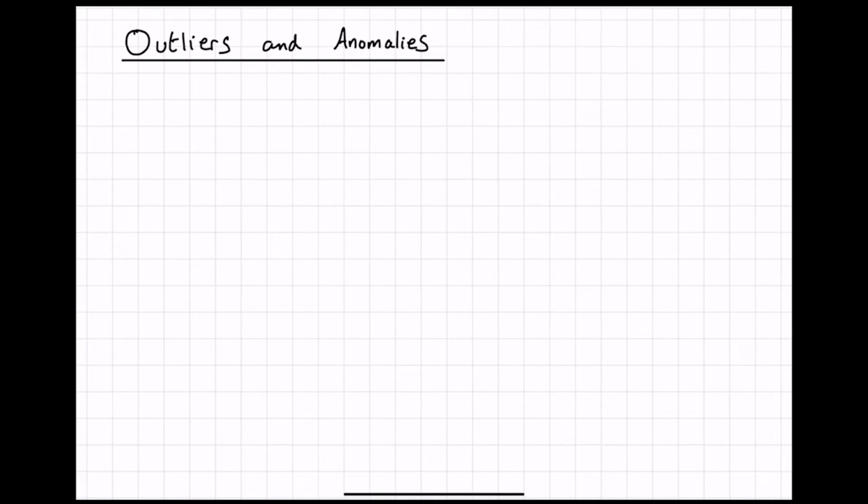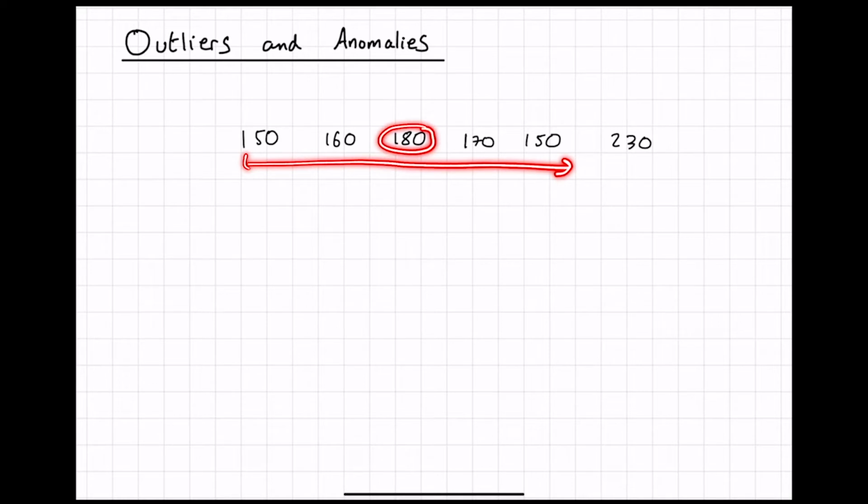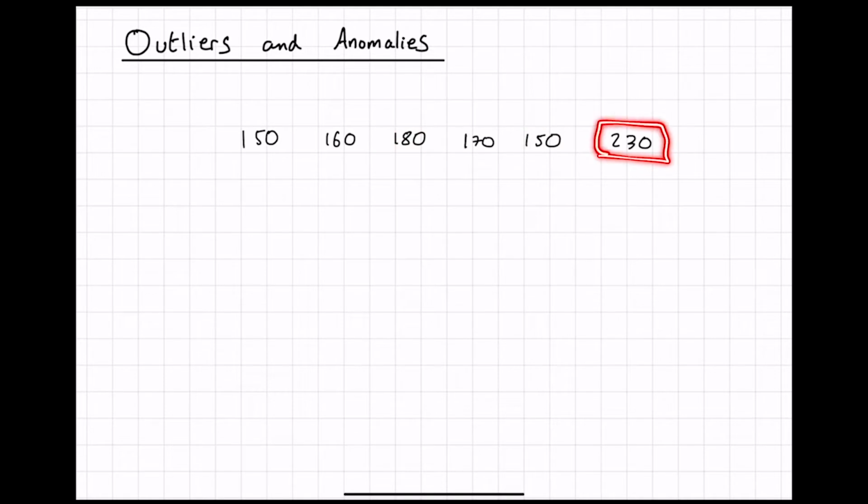Imagine I had a bunch of heights of different people. Let's say I have someone who's 150 centimeters tall, 160, 180, 170, 150, and so on. And then suddenly I had a value which was 230. In general, these values are quite close to each other, but this one seems particularly larger than the rest. The biggest difference between the large and small values, 180 and 150 here, is only a spread of about 30. But this one over here is much, much larger.